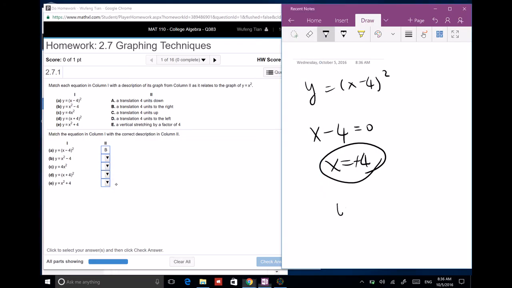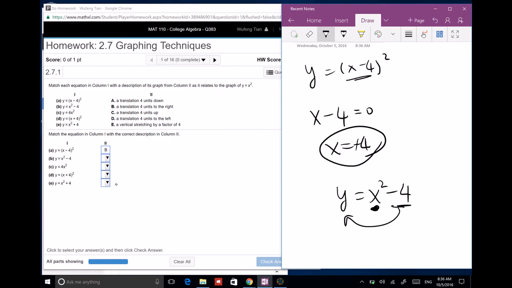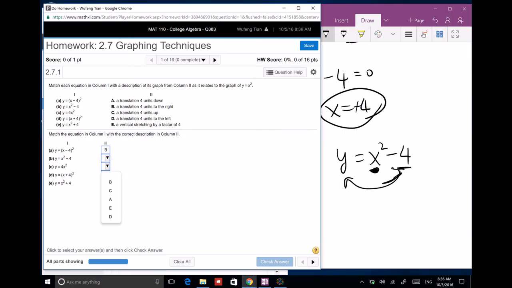Next one, y equals x squared minus 4. This minus 4 is not working on the x value. It's actually working on the y values. Compare this one, the -4 is with the x together, so it's x direction. This -4 is not with the x, so it's y direction. So shift it down because you subtract 4, so it's decreasing. So shift down 4 units. So it's A.